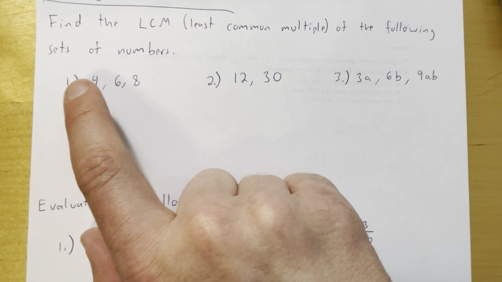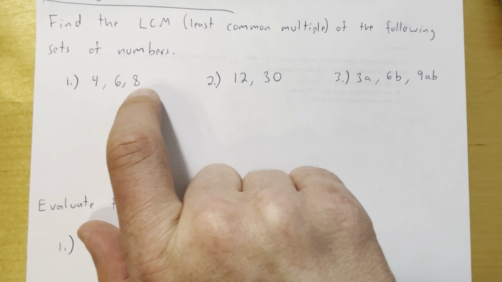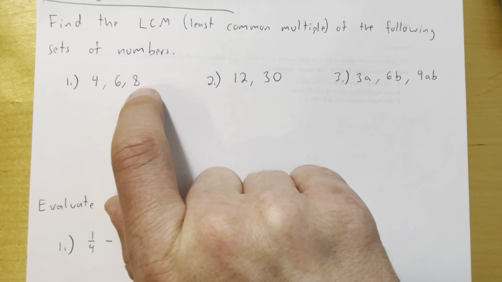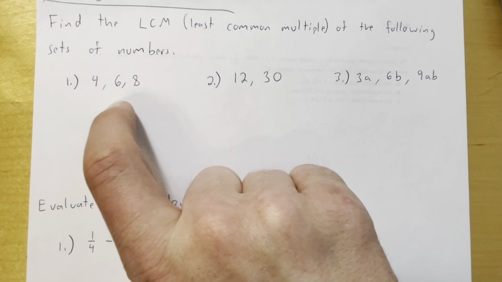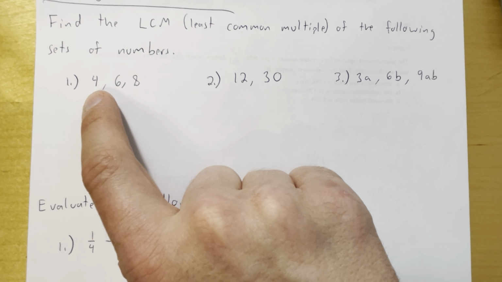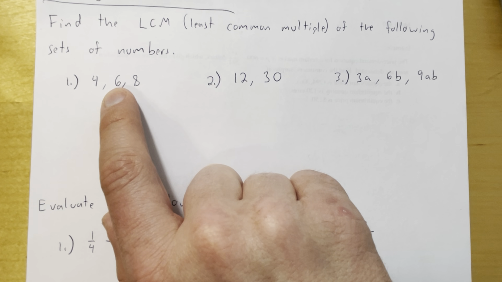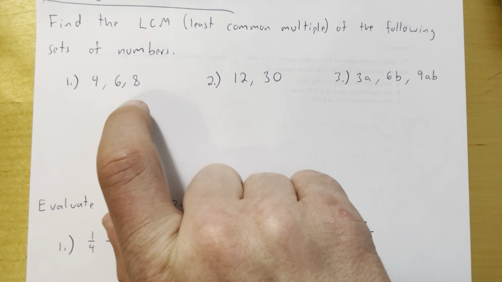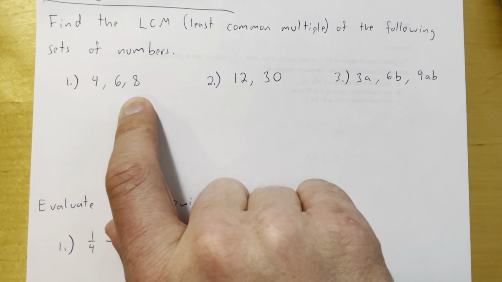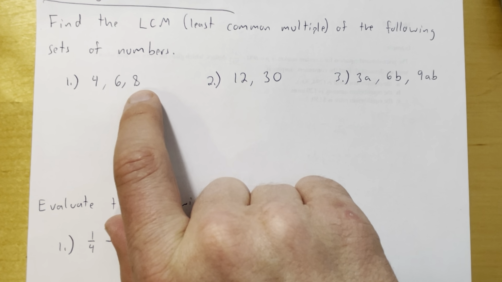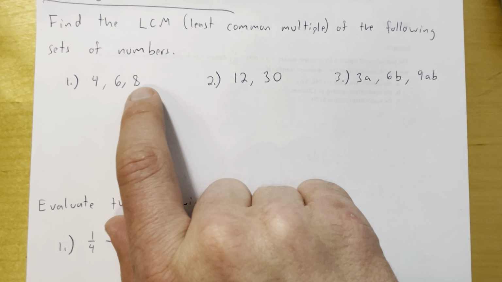No. The fact that 4 is a factor of 8 implies that every single multiple of 8 is automatically also a multiple of 4. And I'll let you think through why that's the case if you didn't know that fact already. 6, however, is not a factor of 8. And so in order to get a least common multiple, what I'm going to start doing is counting by this largest number. I'm going to count by 8s.